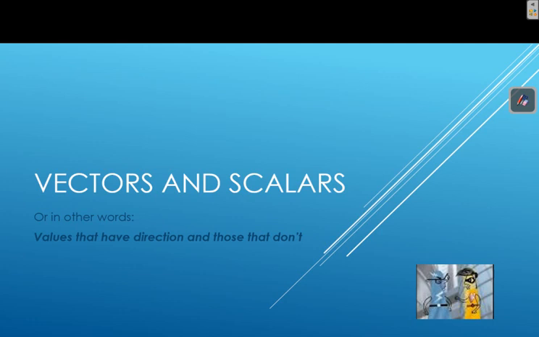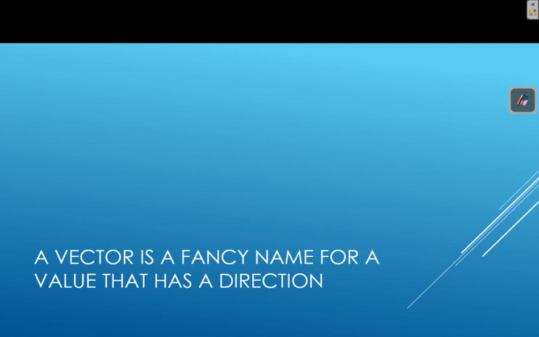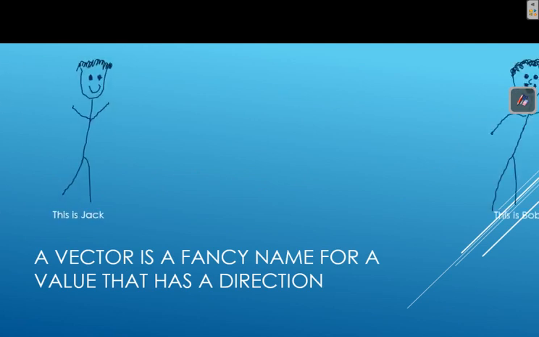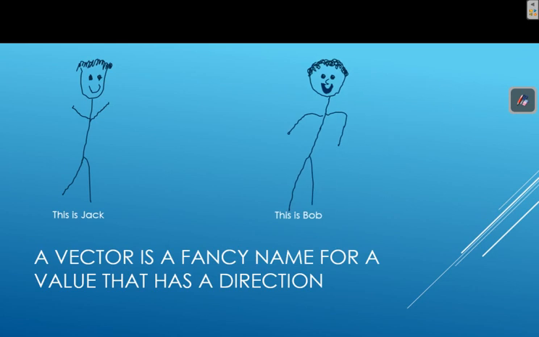Vectors and scalars, or in other words, values that have direction and those that don't. A vector is a fancy name for a value that has a direction. This is Jack. This is Bob. And those are my drawings, and don't judge me.